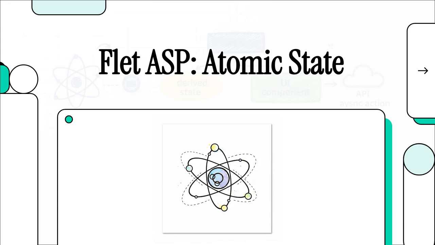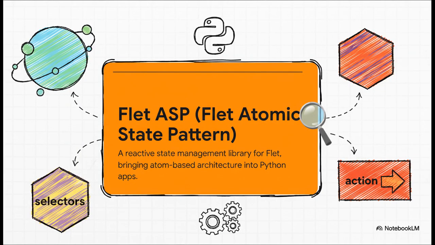If you've ever tried building a UI in Python, you know that managing the state, all the data that makes your app tick, can get really complicated really fast. Well, today we're diving into a powerful pattern for the Flet framework that promises to change all of that. It's called Flet ASP. So what is it, really?